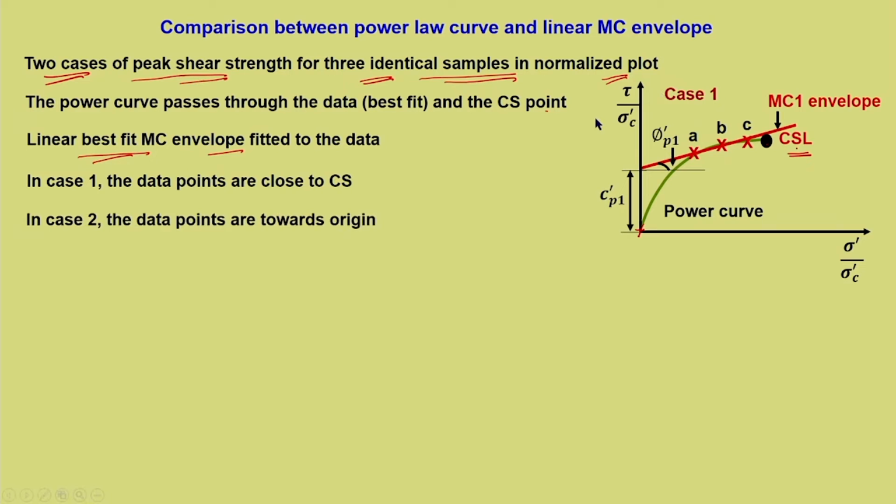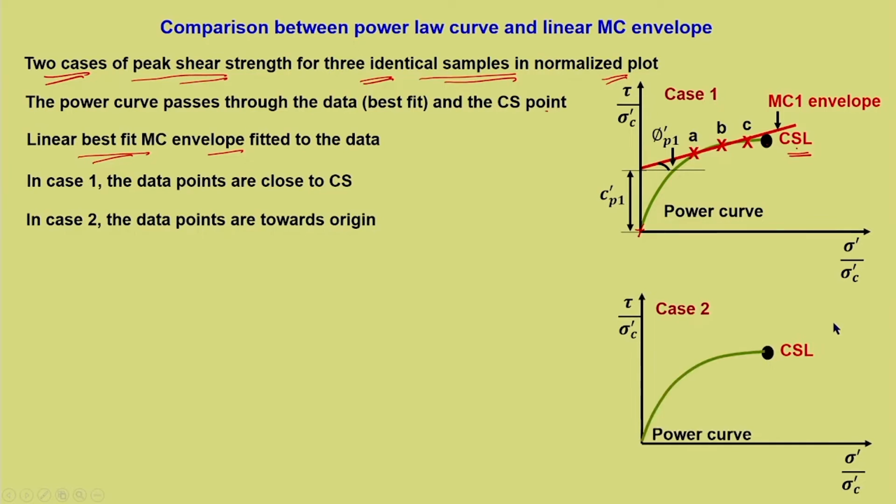Now, what is case 2? In case 2, the data points are towards the origin, that is towards lower sigma dash. So, this is case 2: same power curve, same identical state, but we have chosen D, E, F, that is the 3 normal stress or effective stress points towards the left side, towards the origin.